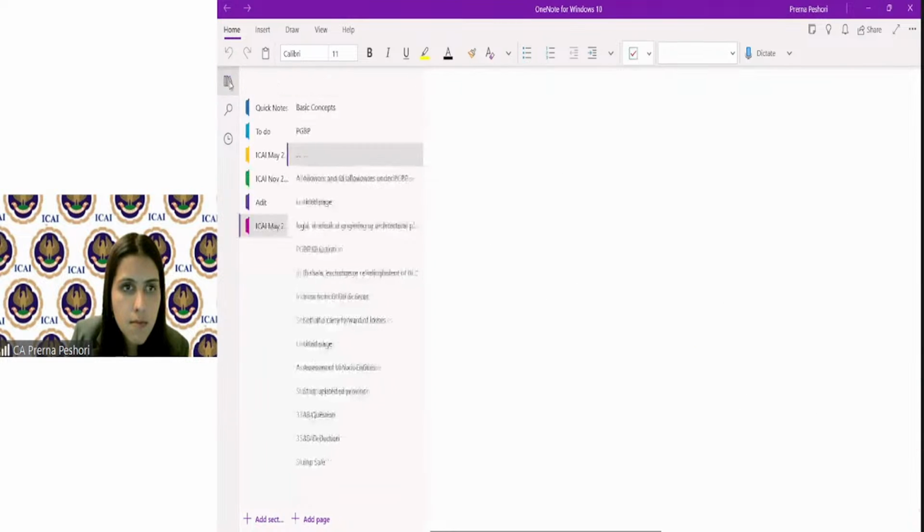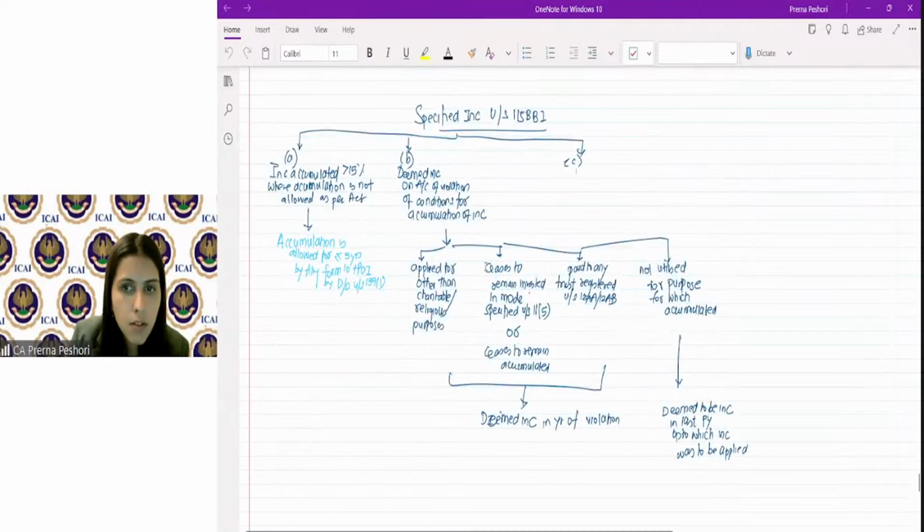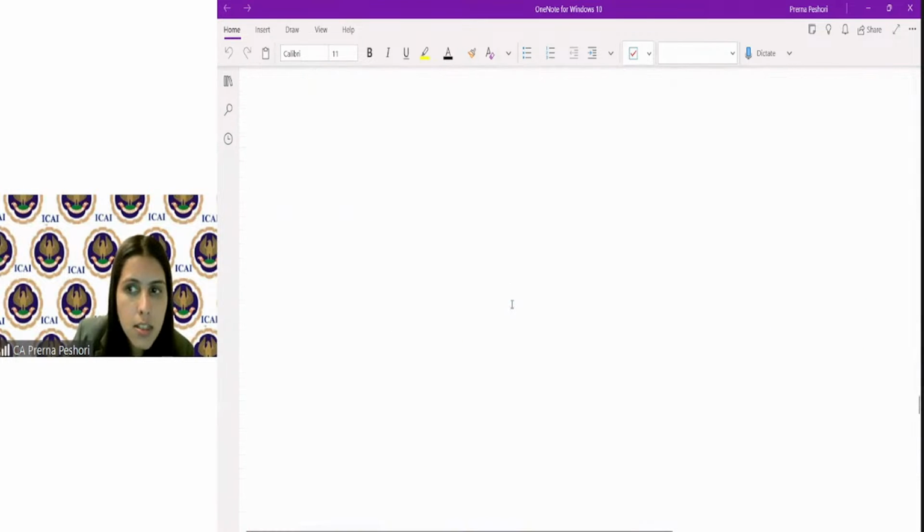Okay. So this will be considered as deemed income under section 115BBI.